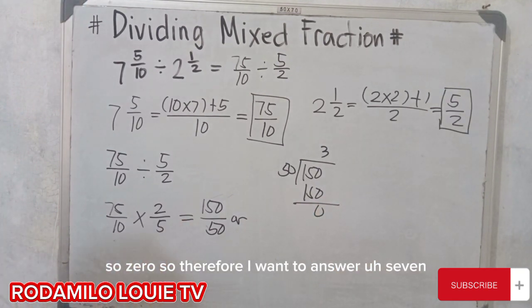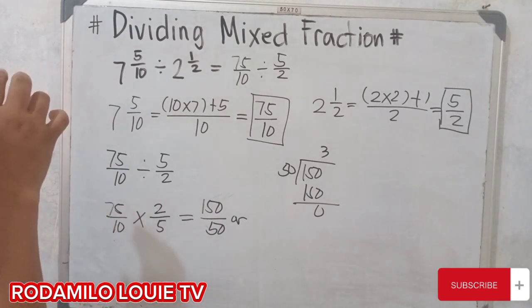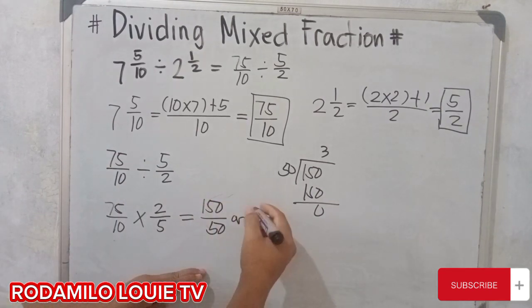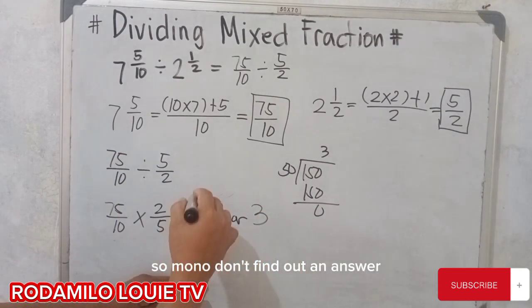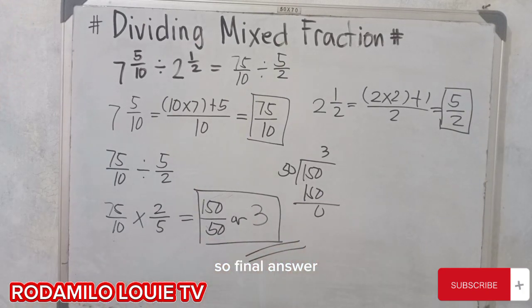So, therefore, our answer: 7 and 5 over 10 divided by 2 and 1 half is 3. That is our final answer.